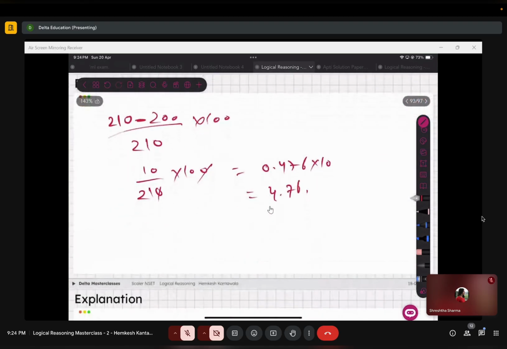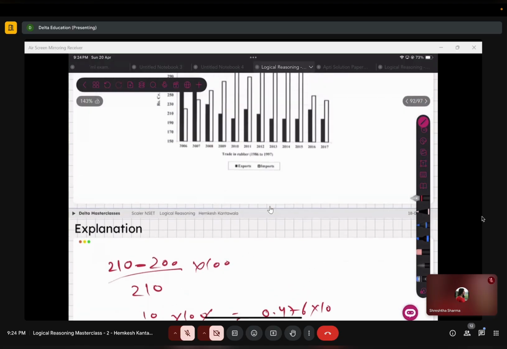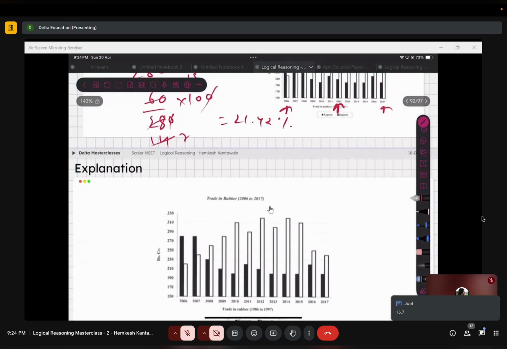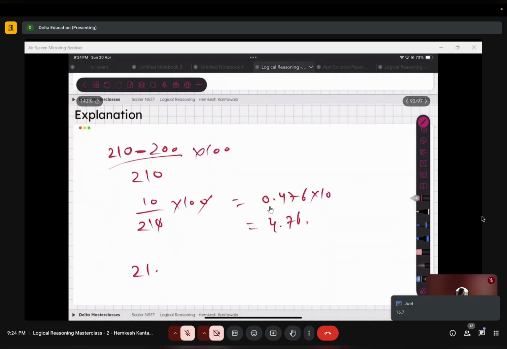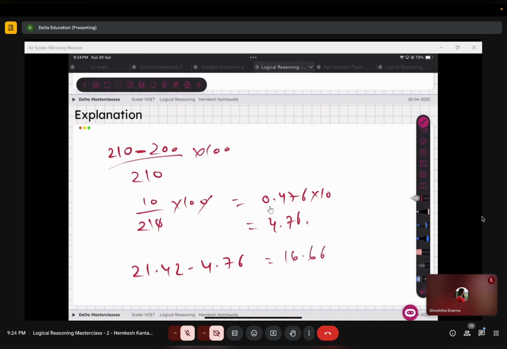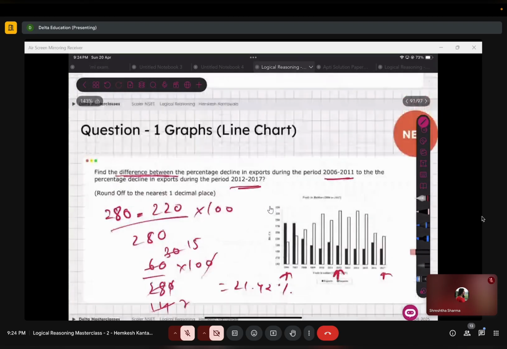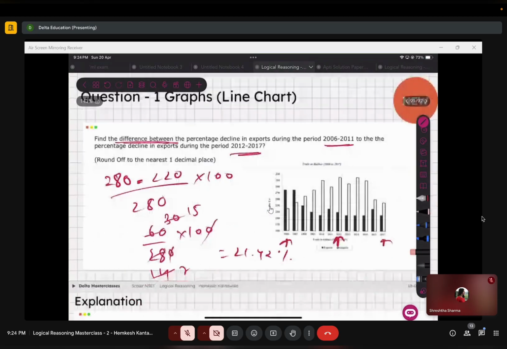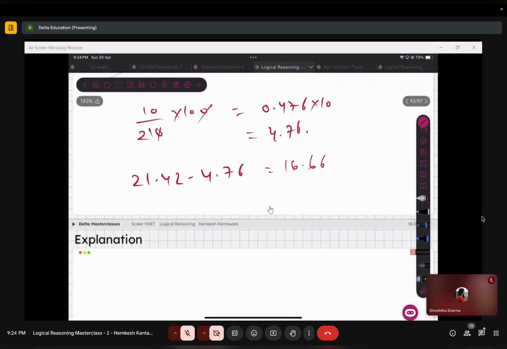Now we need the difference between them. So the answer that we are looking for is 21.42 minus 4.76. So 21.42 minus 4.76 gives 16.66. What is asked in the question is up to one decimal place, so it would give 16.6, and since the next digit is greater than 5, we add 1 over here, so 16.7 is the answer.